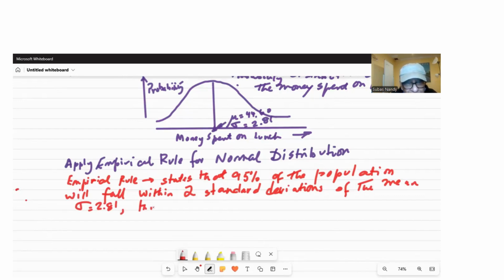Thus 2 sigma is equal to 2 times 2.81, which is equal to 5.62. Okay. So within 2 standard deviations, remember the numbers from the mean on the horizontal axis are the population, the money spent on lunch. Those will increase from the mean on the right and decrease from the mean on the left.